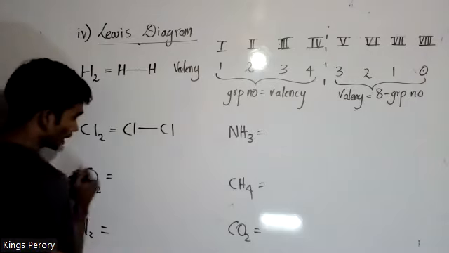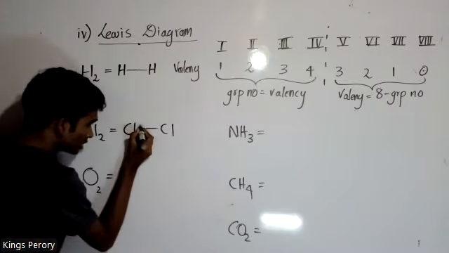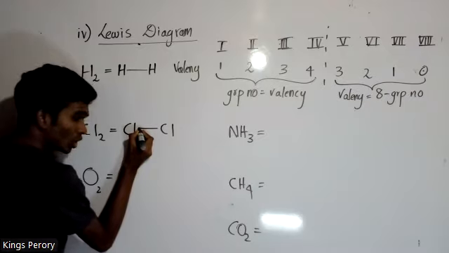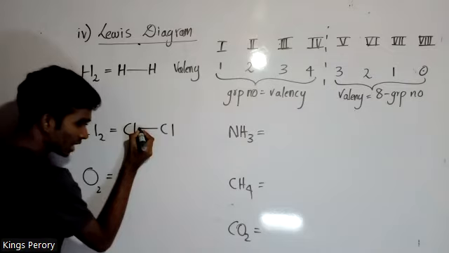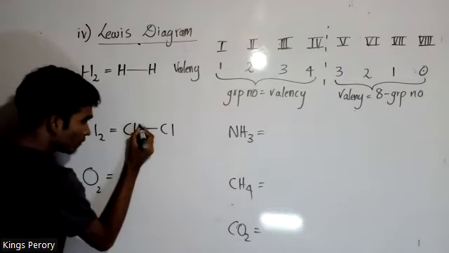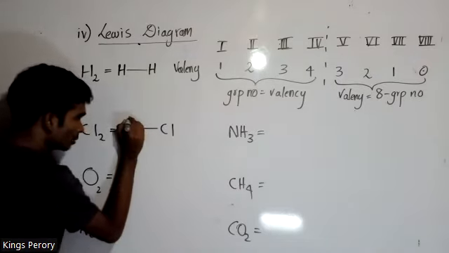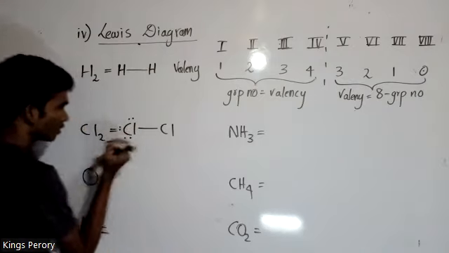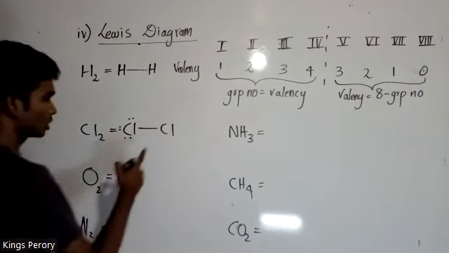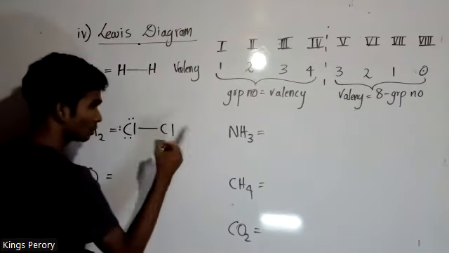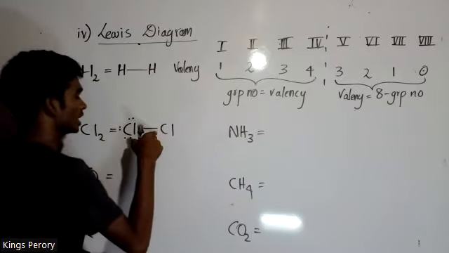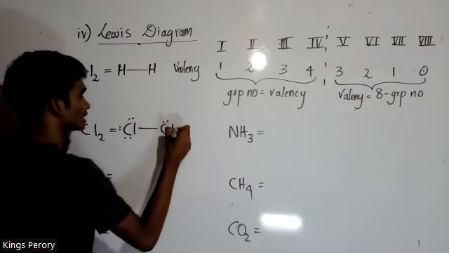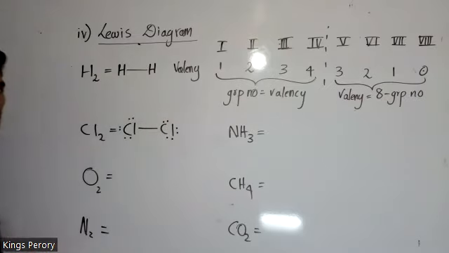Now, for chlorine, 1 electron is gone for bond. Chlorine is a 7th group element. Then 7 electrons are there in the outermost shell. 1 electron went for bonding, which means 6 electrons are remaining around. This is the structure of chlorine, a 7th group element with 7 electrons in the outermost shell, 1 electron used for bonding and 6 remaining.